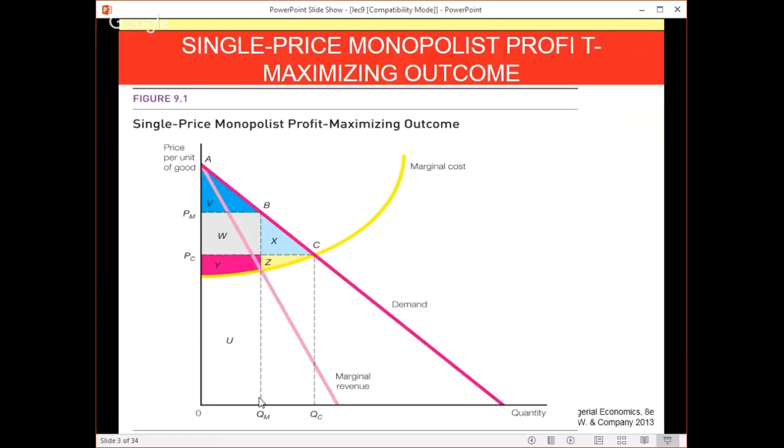When we have a monopoly, and they charge a price where marginal revenue equals marginal cost, we produce a smaller amount, QM, and charge a higher price. But you notice we lose X and Z. X, which was consumer surplus, and Z, which was producer surplus. We call that deadweight loss. Nobody gets it. Consumers don't get it, producers don't get it. And this area W right here is transformed from consumers to producers.